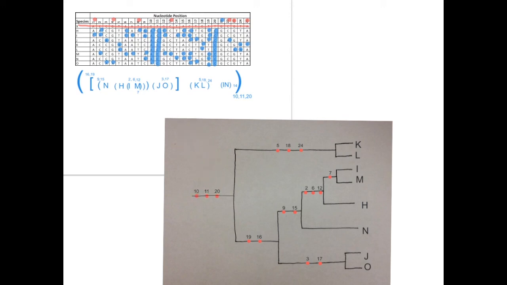So you're probably wondering about this IN group that we have over here, and by the looks of what our tree ended up being, IN is probably a homoplasy. So we're just going to take the trait 14 and we're going to put it on both the I and on the N, just like so.